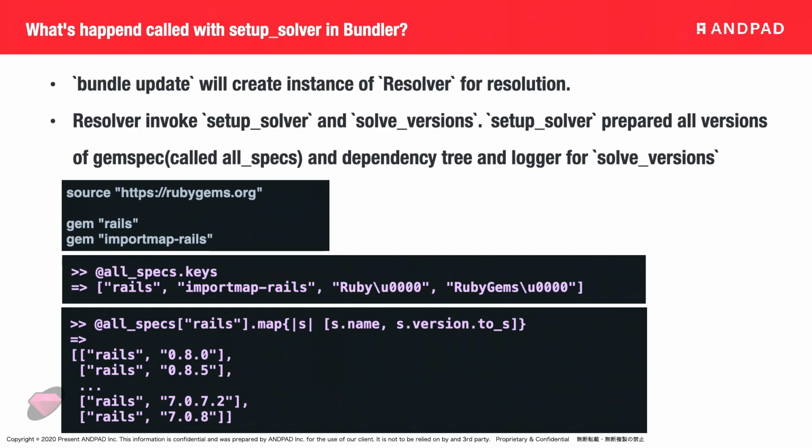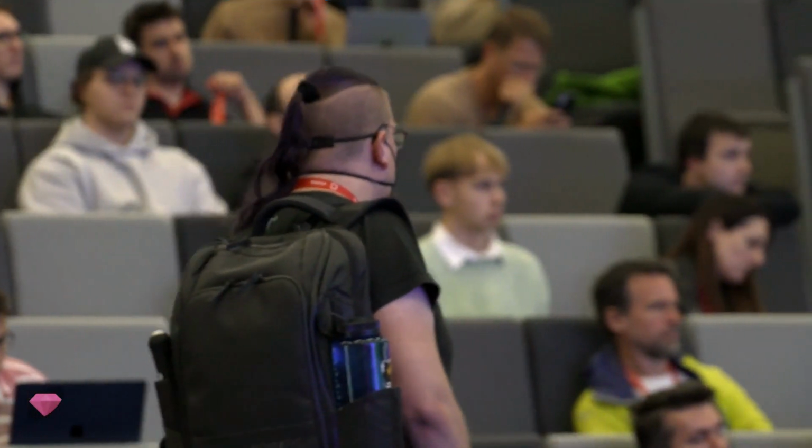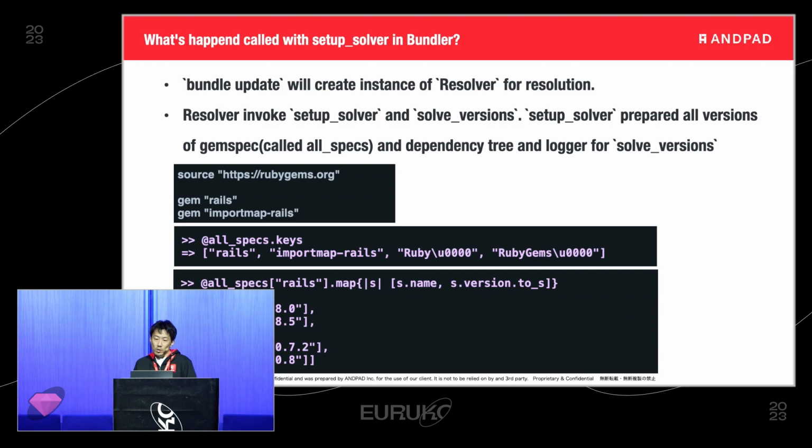Their dependencies are extracted and assigned to the variable all_specs. It has two virtual libraries, RubyGems and Ruby. These two are also used for dependencies, handling Ruby and RubyGems versions. Maybe you can see a required Ruby version in your gemspec or other gemspecs. It is handled by these virtual libraries.